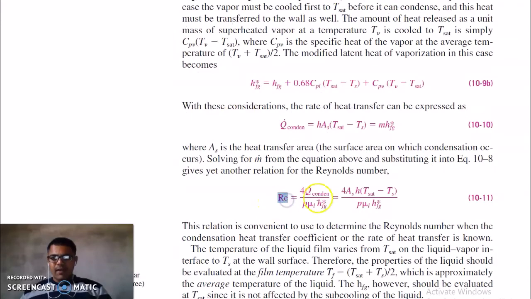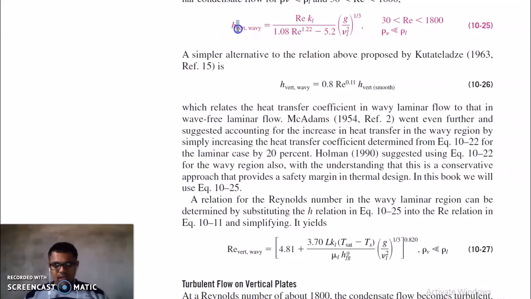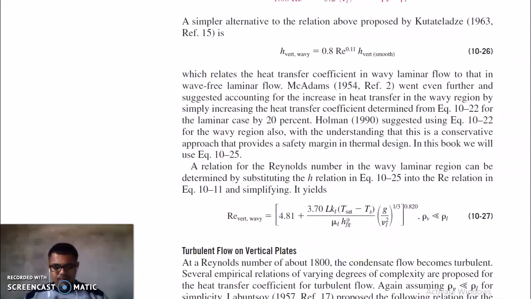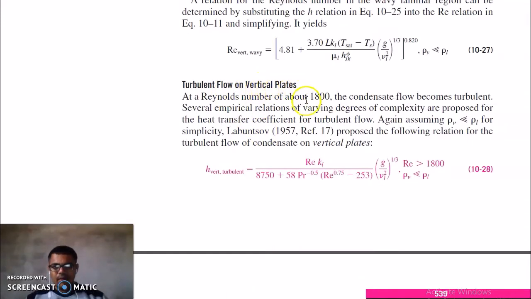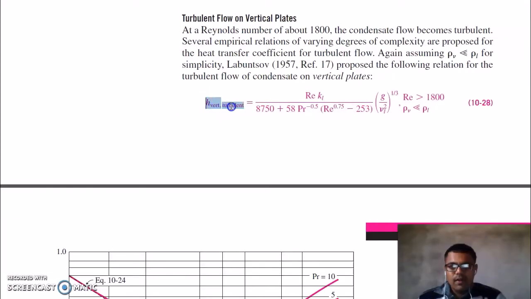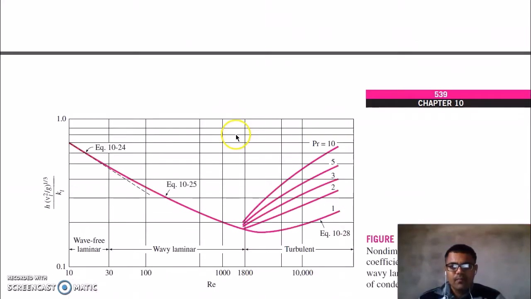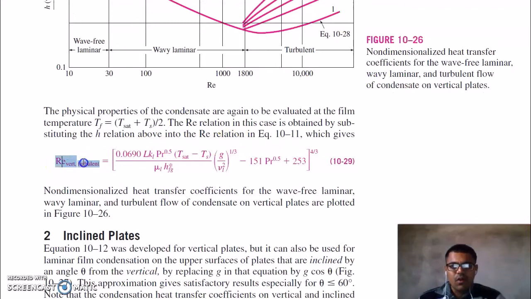Reynolds number is also defined in terms of h and hfg. So if you replace h here, you will get this relation. Put this h vertical value in the definition of Reynolds number, and on rearranging, you will get this relation. For turbulent flow on a vertical plate, Reynolds number greater than 1800, this relation is available. It is also an empirical relation based on experimental studies. Now put this vertical heat transfer coefficient for turbulent flow into the Reynolds number, and you will get the relation for Reynolds number.